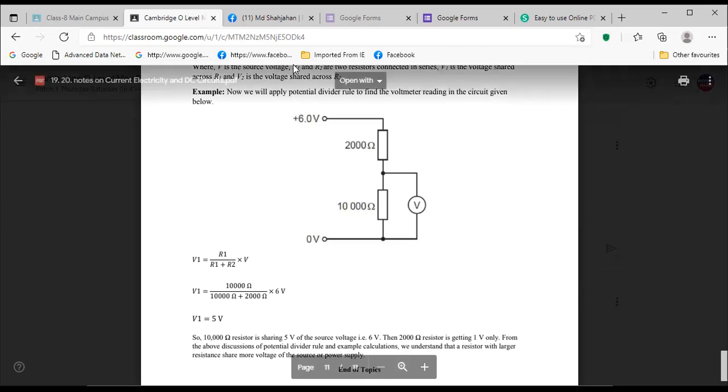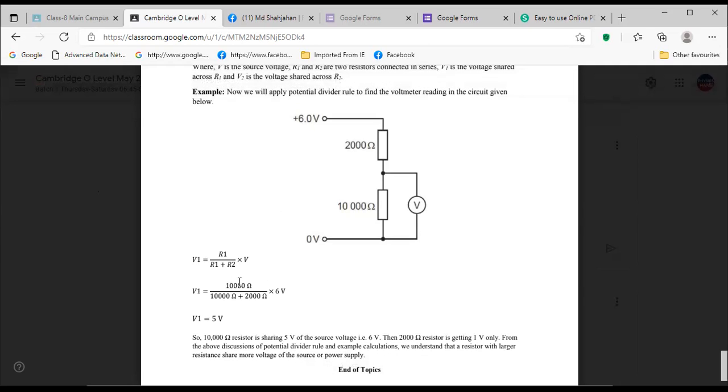Same way, for the V2, we also have to multiply it by 6. Here we have 2000. For R2, we will have 2000. Other things are same. Then you calculate, it will come 1 volt. 2000 by 12,000, what is the ratio? 1 by 6, right? Then 6 cut, 1 is left.